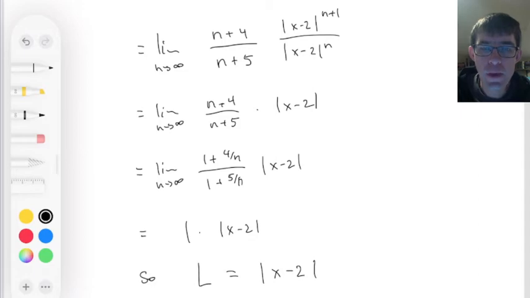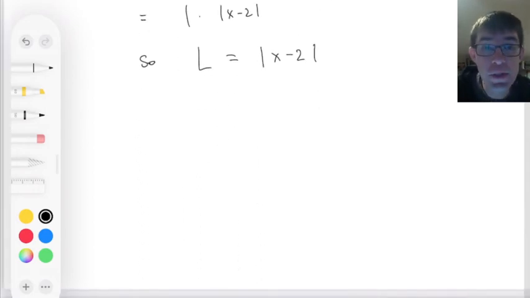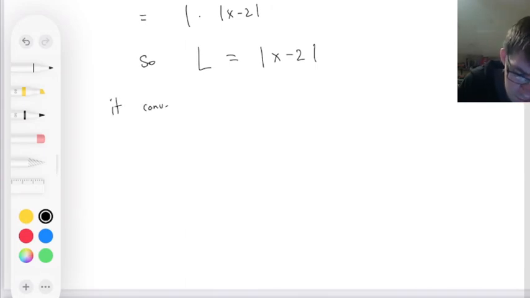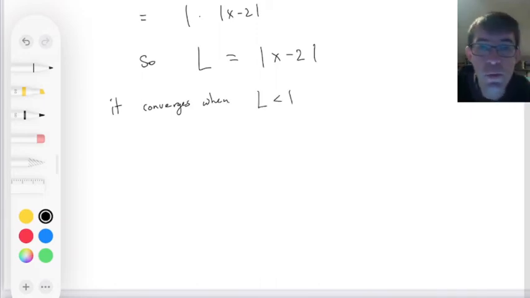We have computed the limit of the ratio. What does this mean? You have to remind yourself of the question we are trying to answer here: for which x does this converge? Well, the convergence is determined by this L, so it converges when L is less than 1, right? This is the rule for the ratio test. It converges when L is less than 1.